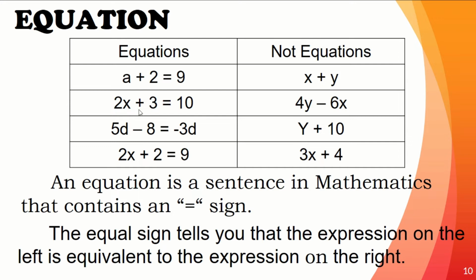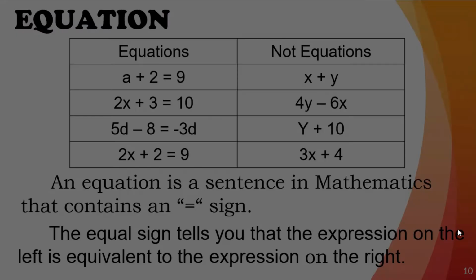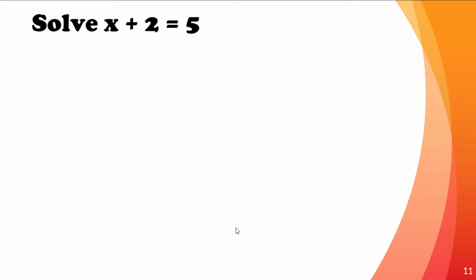The equal sign tells you that the expression on the left is equivalent to the expression on the right. So when you solve the expression on the left, you will get the expression on the right. So let's have an example. Let's solve x plus 2 equals 5.